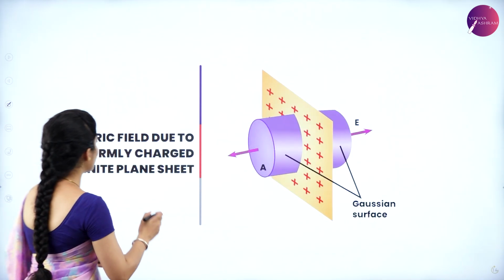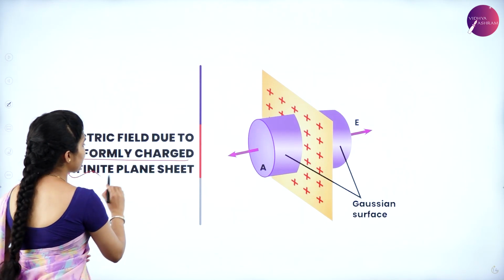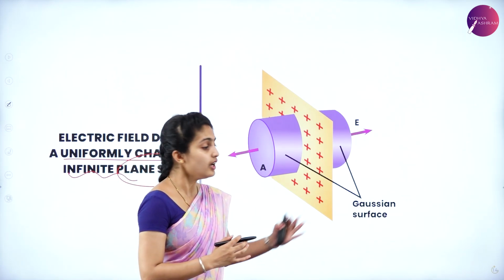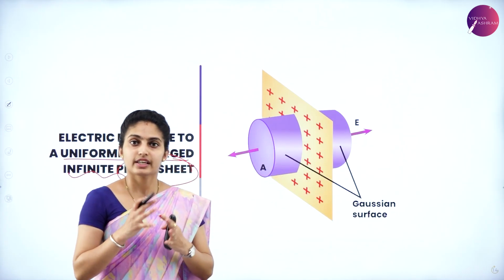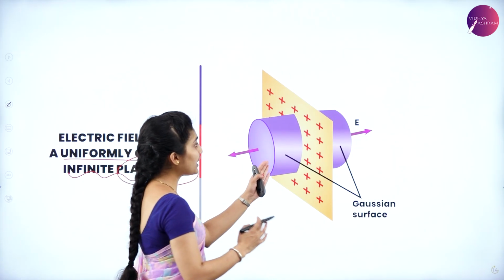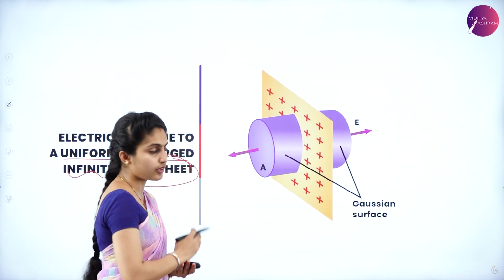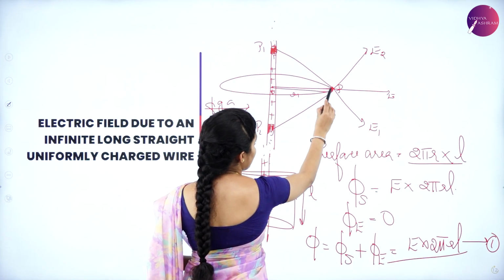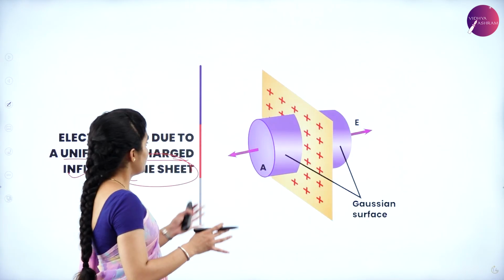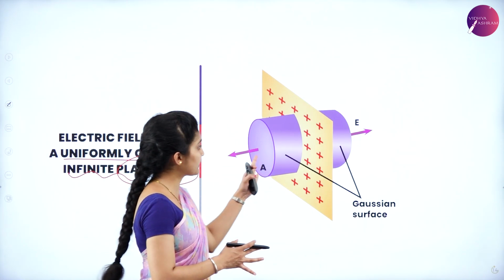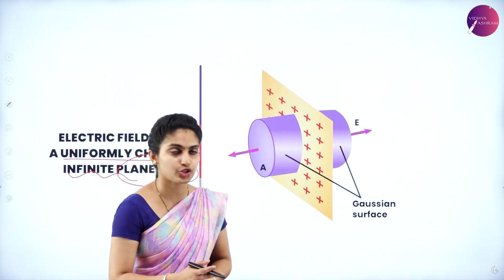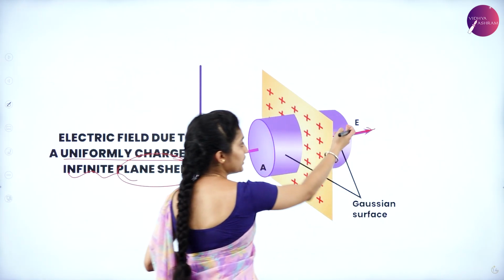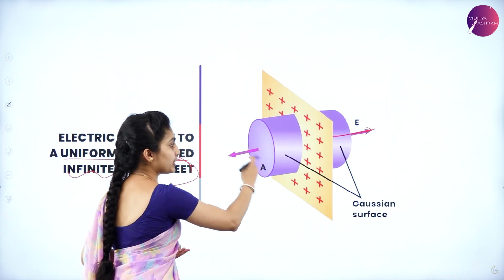So next let us move to the electric field due to a uniformly charged infinite plane sheet. Here we are focusing on the plane sheet. We have a plane sheet over here, and a cylindrical Gaussian surface is being considered. The electric field is always perpendicular to the conductor. So here we are considering a Gaussian surface that is a cylinder, and an infinite plane sheet with an electric field perpendicular to it, represented as E, and this is the area.